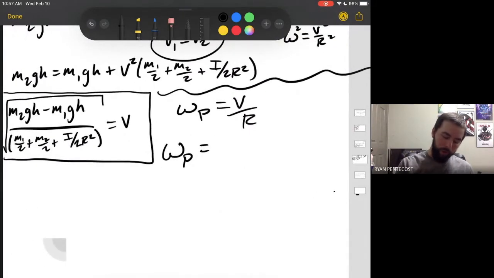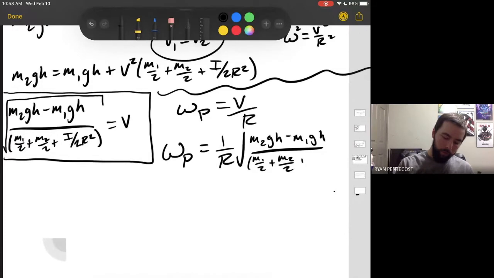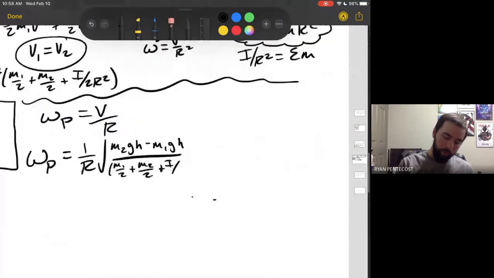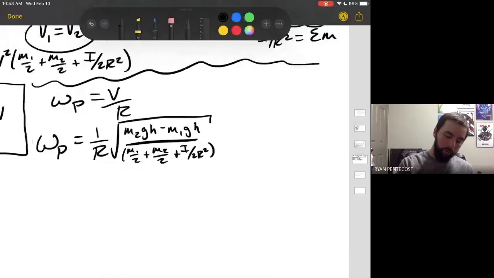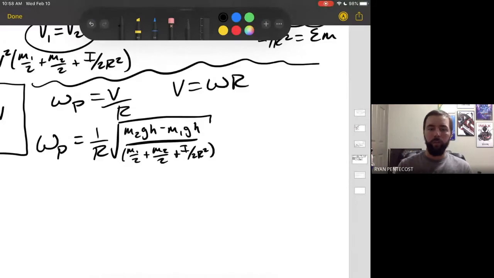So here you would have, I would honestly do it in 1 over r instead of some crazy fraction. 1 over r times (m2gh minus m1gh) divided by (m1 over 2 plus m2 over 2 plus I over 2r squared). And that is how we will find omega. That's from the fundamental bridge equation, v is omega r.